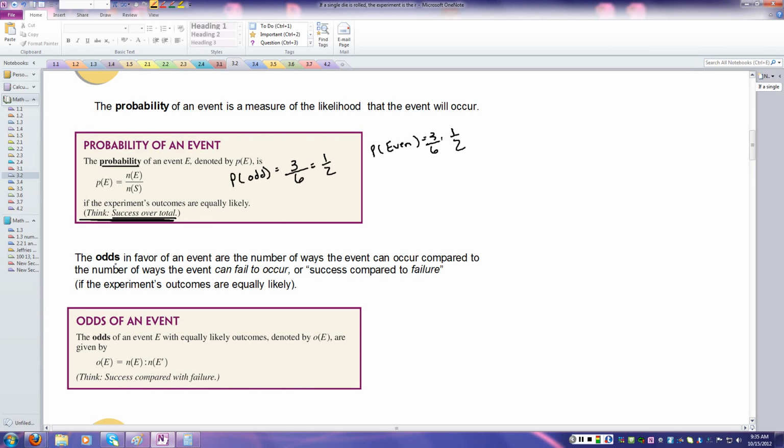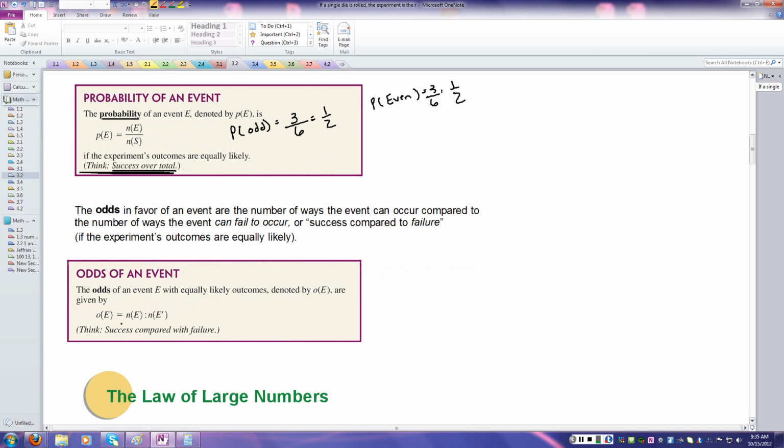So the odds are always, you want to think successes compared to failures. And you denote it with an O in front. So here I said the probability of it being odd. But if I wanted to say the odds of it being odd, the odds of me rolling this dice being odd would be 3 to 3, right? There's 3 successes here, and there's 3 failures.